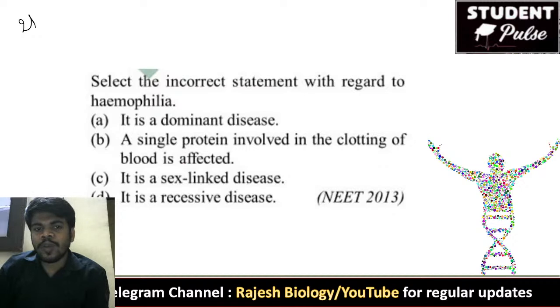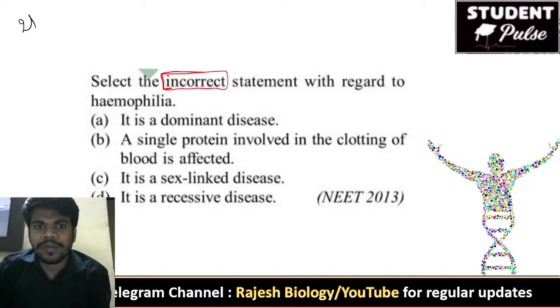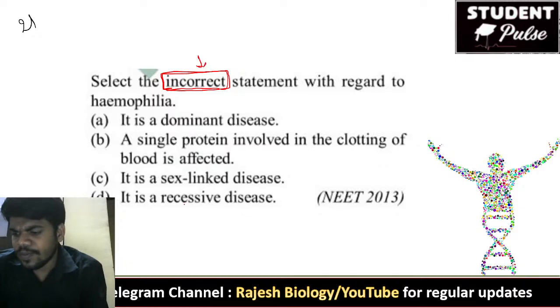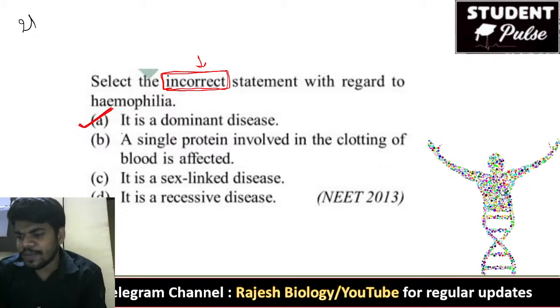Sahina, you are saying it is a sex-linked disease, perfect, that is right. But the question mentions the incorrect statement. We want the incorrect one, not the correct statement. What you said is right, but that is the wrong answer for this question. No, no. It is not a dominant disease, it is a recessive disorder. So for this question, A is the right answer.